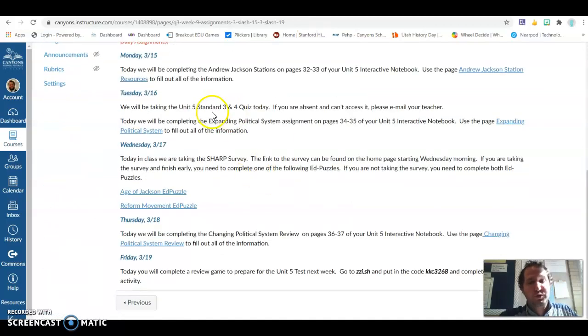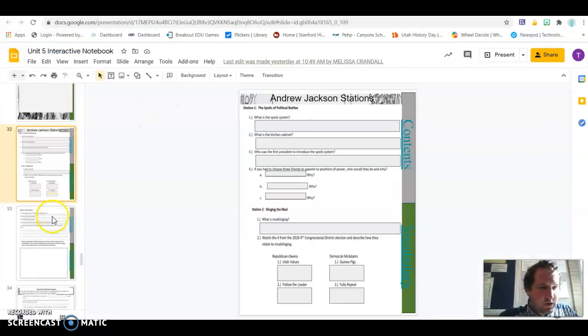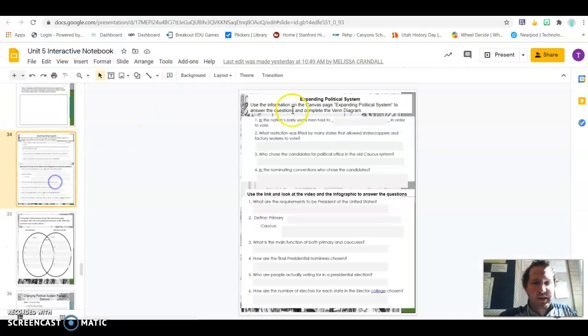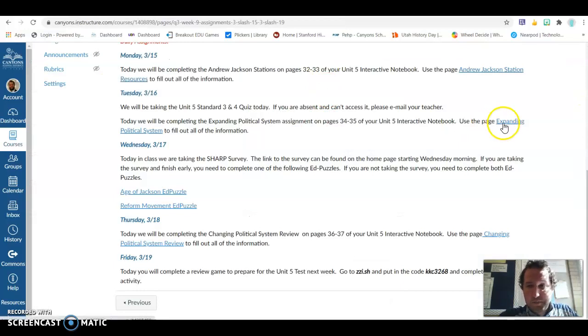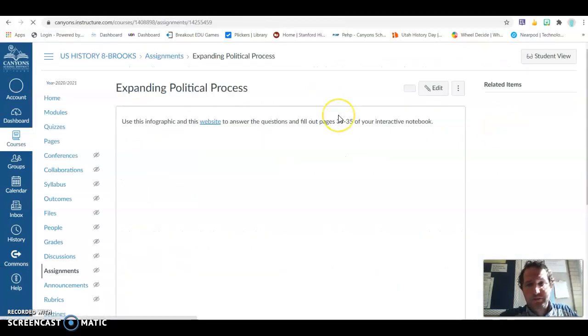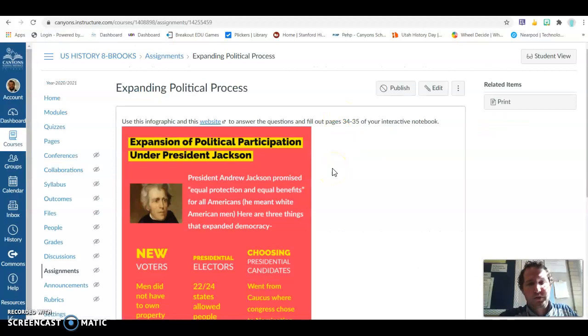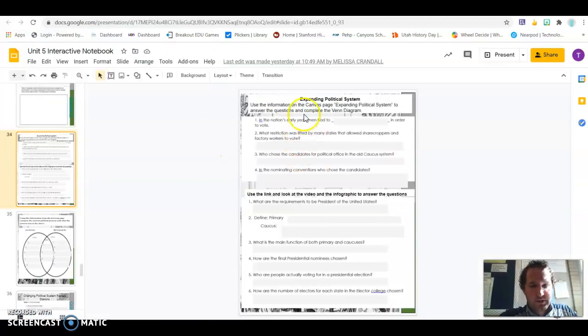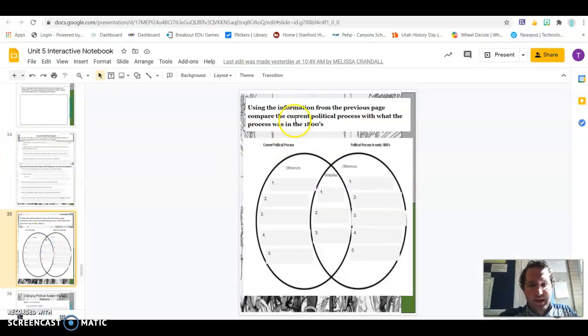On Tuesday, it will be something similar, except rather than just looking at Jackson, we're going to look at how other presidents and other ways the political system was expanded. So this starts on page 34, expanding political system. You're going to use this page right here this time around and this website to fill out all of the questions on page 34 and the Venn diagram on page 35.